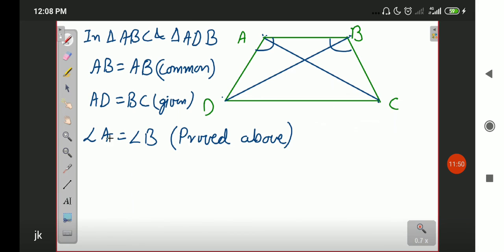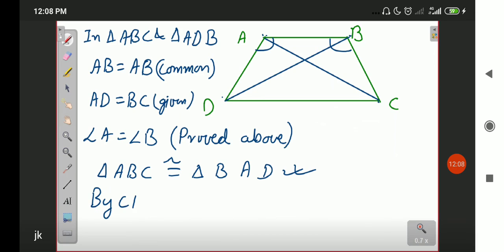Okay, so in that manner, triangle ABC will be congruent to triangle BAD. And by CPCT, you can say that this diagonal BD and this diagonal AC are equal. AC is equal to BD.